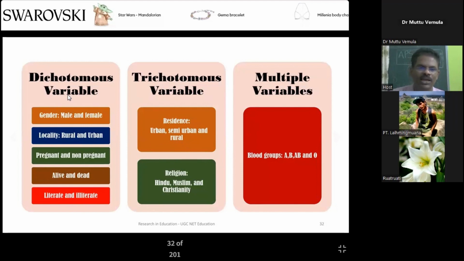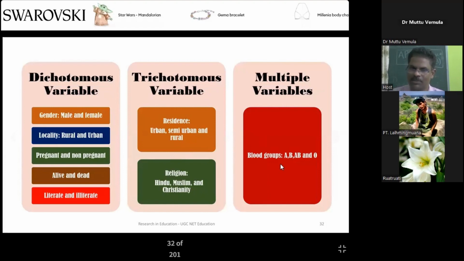Instead of a dichotomous variable, it will turn into a trichotomous variable. Pregnant, non-pregnant: dichotomous. Active, alive, dead, literate, illiterate. Only two groups. If you can divide your sample into only two groups based on that characteristic, it is a dichotomous variable. If you can divide them into three groups, for example, religion: Hindu, Muslim and Christian, this is trichotomous.